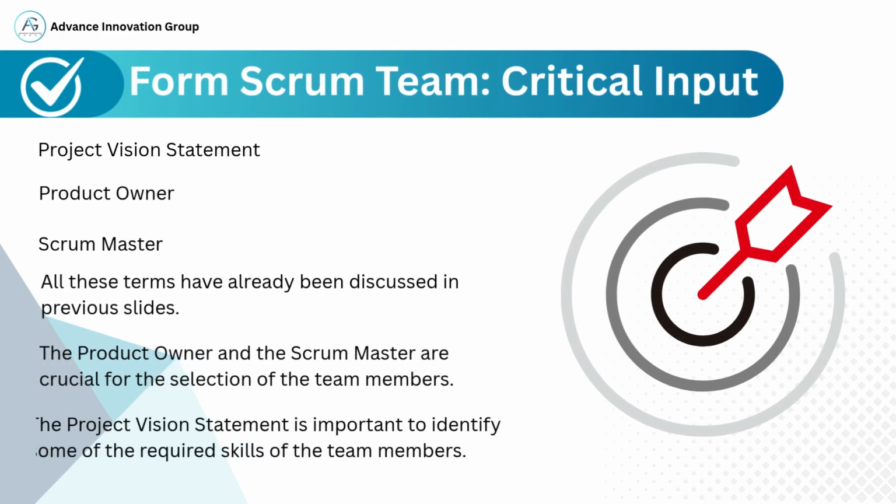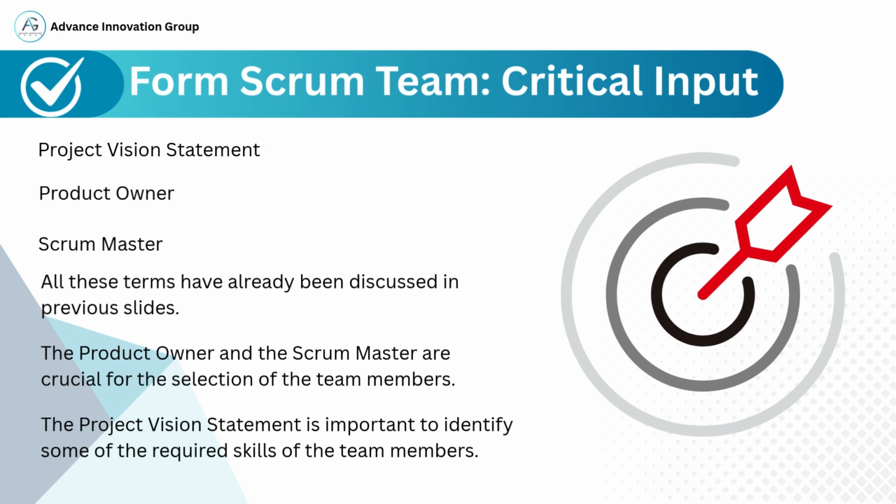Now let's talk about the critical inputs for forming the Scrum team. We've already discussed the project vision statement, product owner, and Scrum Master in previous slides. These elements are foundational when forming the team. The product owner and the Scrum Master play a central role in team selection. The product owner helps define what needs to be built, while the Scrum Master ensures the team is supported and follows Scrum principles. The project vision statement helps determine what kind of skills are required in the Scrum team.